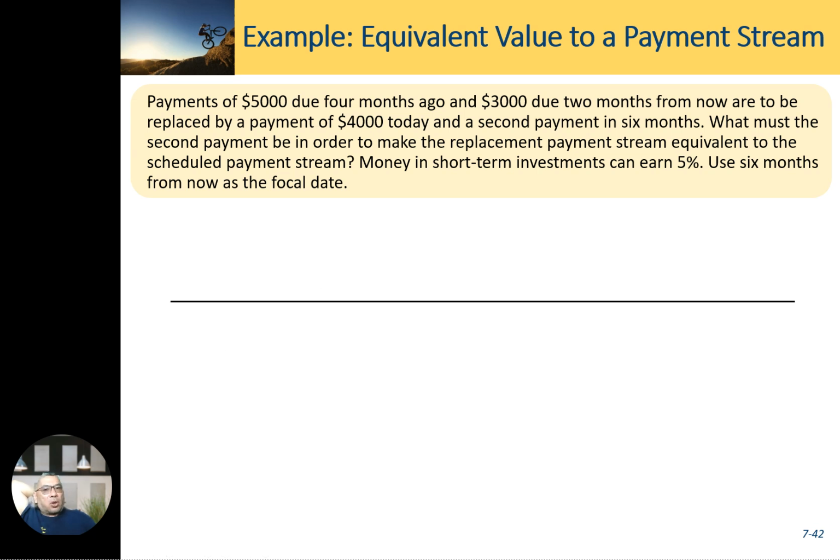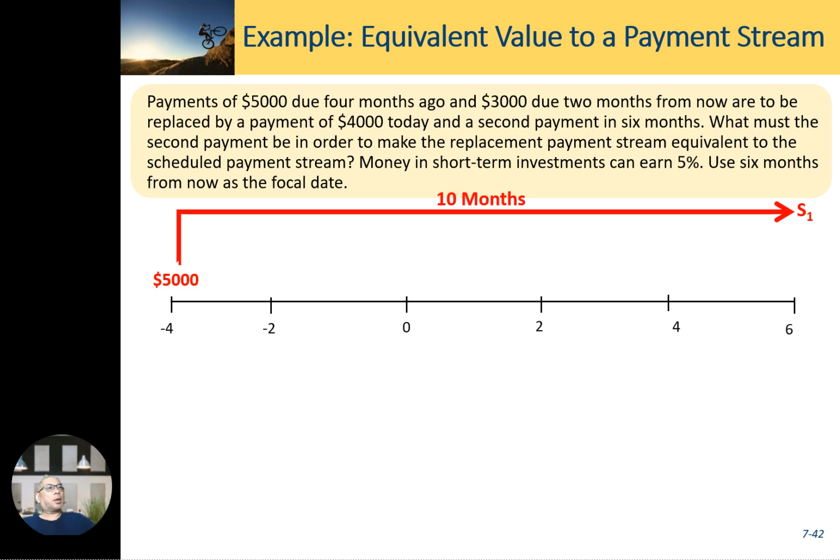So you're going to draw the timeline. 4 months ago is minus 4, and 2 months ago is minus 2, and you've got focal 0, and the payment today, 4,000, then the second payment, and that's at 6 months. Once you do that, you're going to plug in the numbers. Remember, 4,000 today and the second payment in 6 months. That must be the second payment in order to make the payment streams equivalent.